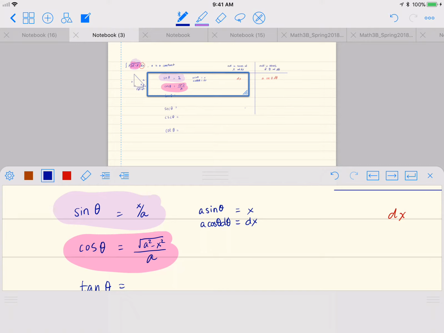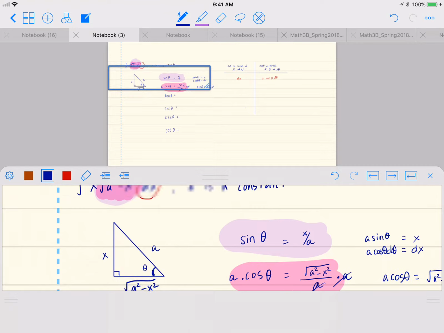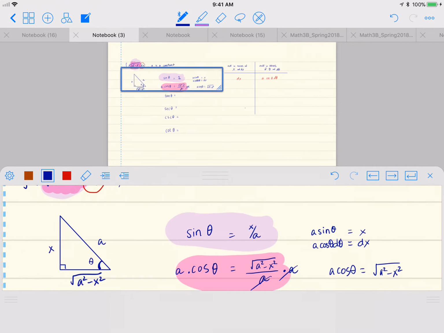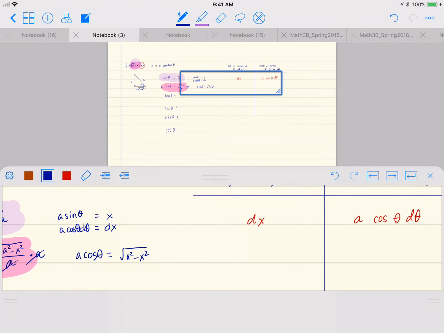So because of this, I can just multiply both sides by a. Do you see what I'm doing here? Multiply both sides by a. The a's cancel out. And so I've got a cosine theta is equal to the square root of a squared minus x squared. And isn't that what I needed? Square root of a squared minus x squared. So bam, square root of a squared minus x squared is equal to a cosine theta.